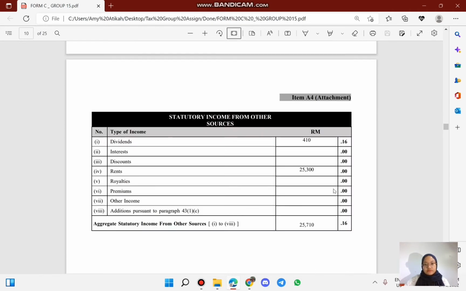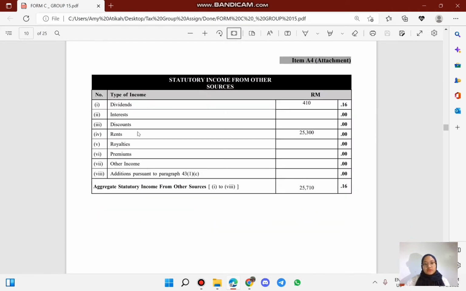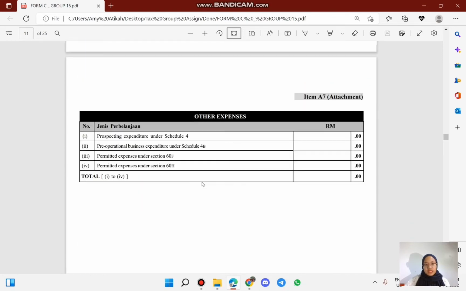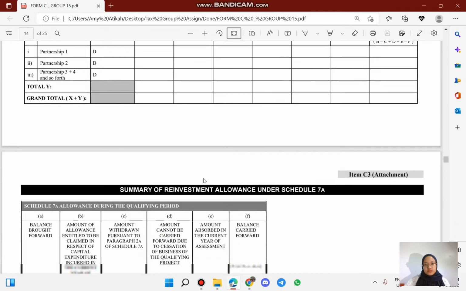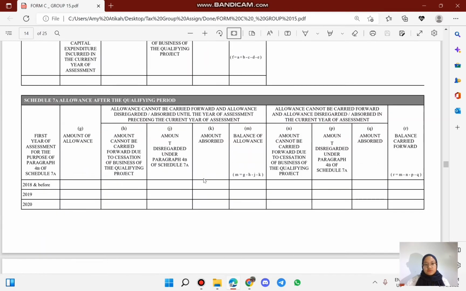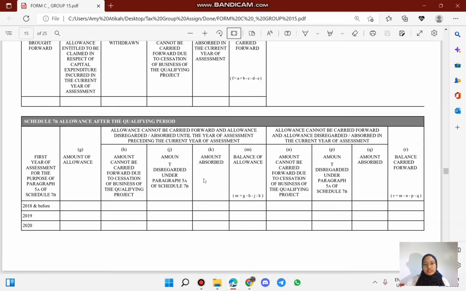here. And here are statutory income from other sources. We just have rent. So the total of rent is 25,300, and also dividend 410.16. So the total of dividend and rent is 25,710.16 for aggregate statutory income from other sources. As for other expense, we don't have. Approved donation, no. And here we just don't have to fill in because it is not related.